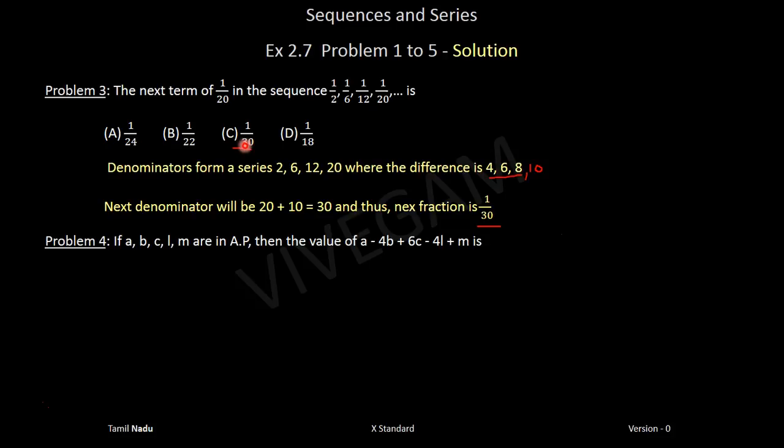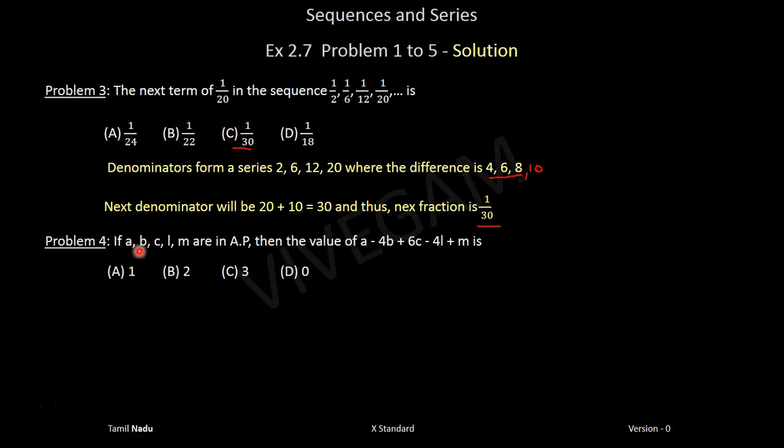Okay, now let's go to the next one. So here, if A, B, C, L, M are in AP, then the value of A minus 4B plus 6C minus 4L plus M is, they have given you some options. So the way to do it is, let A be the first term and D be the common difference.